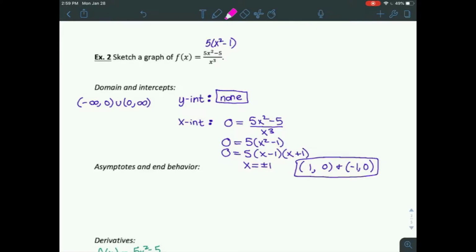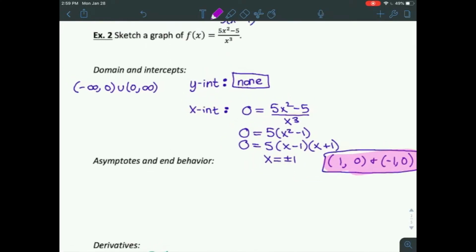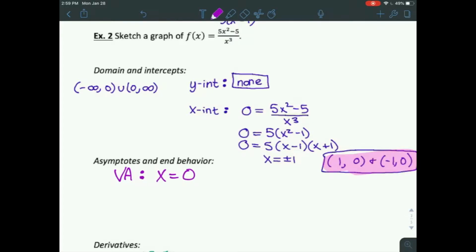X-intercept, if you set it equal to 0 and do some solving, you get 2 x-intercepts at positive and negative 1. Asymptotes, okay, well, the reason we didn't have a y-intercept is because you have a vertical asymptote when x is equal to 0. For your horizontal asymptotes, do the limit as x approaches infinity of your original function.